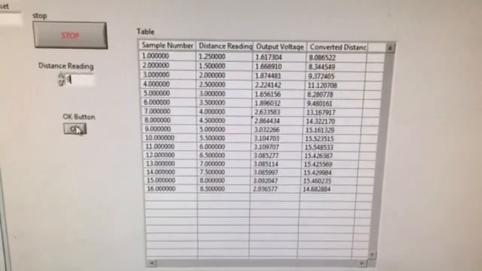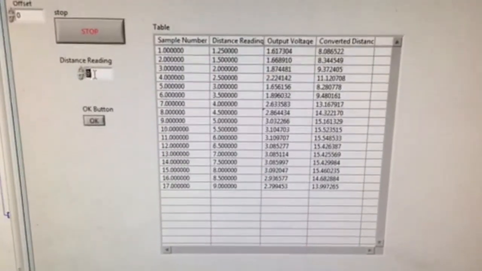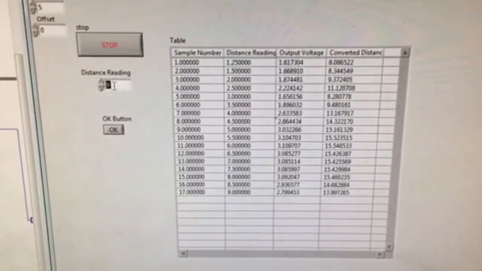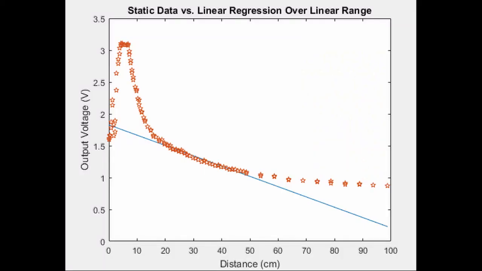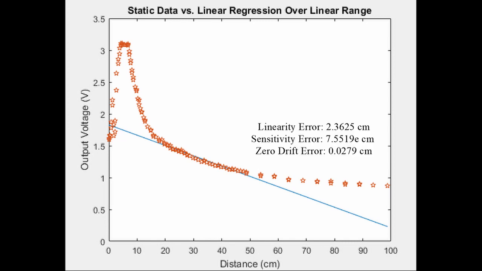In order to calibrate the sensor, static distance measurements were recorded in LabVIEW across a range of 0 to 100 centimeters using a white sheet of paper as a reflective reference material. The sensor voltages corresponding to each distance were plotted and a linear operating range of 20 to 50 centimeters was chosen for the sensor. The static sensitivity was calculated by fitting a linear regression line to the linear region, and the standard deviations in the slope and y-intercept were used to calculate sensitivity and zero drift errors.